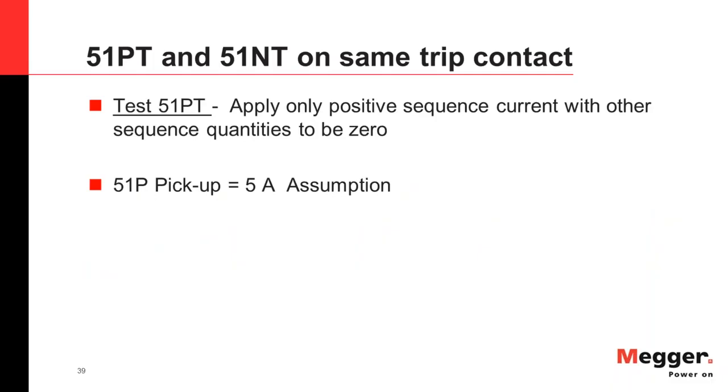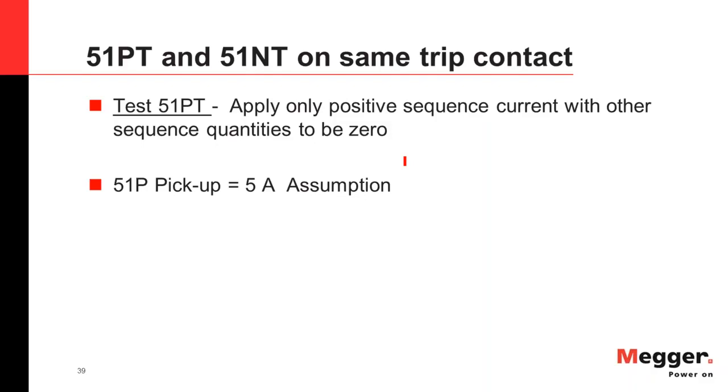So let's say he wants to test the 51P element first. What he can do is apply only positive sequence current, with the other sequence quantities at 0. Why I am showing this is to give you a better understanding of the use of sequence components. In this way, you're just applying positive sequence current without any negative or zero sequence current.